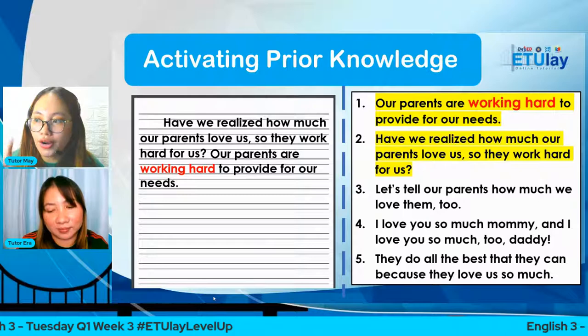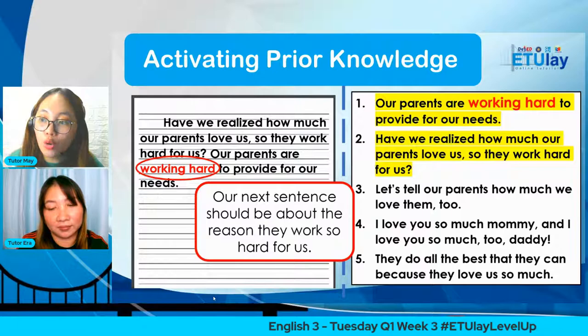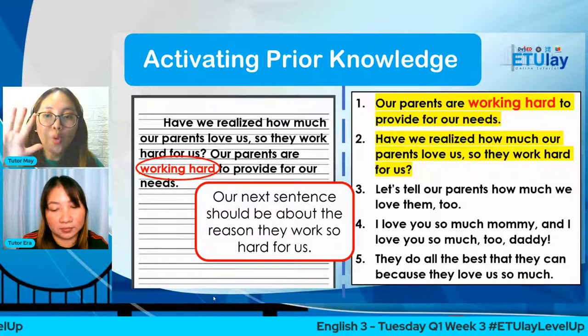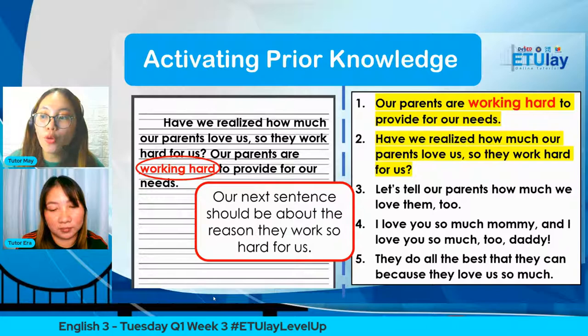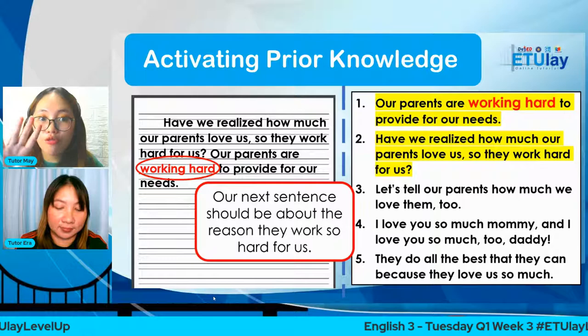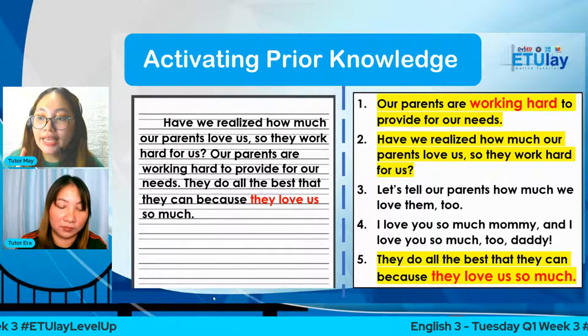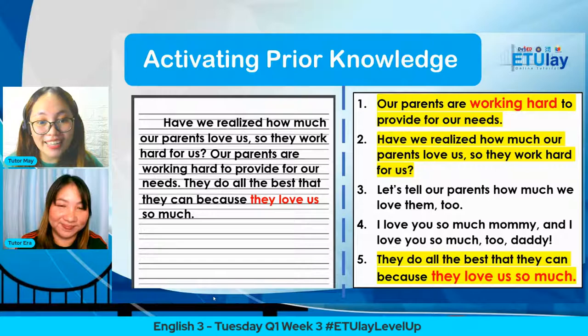Now, if that is our second sentence, the next sentence that we will be looking for will be about the reason they work hard for us. Why are they working hard? Is it on number 3, number 4, or number 5? Okay, which sentence in the list tells us how much or the reason why they are working hard for us? Is it 3, 4, or 5? Okay, maraming nagfa-5. Let's see if that is the answer. That is correct. Bakit daw? They do all the best that they can because they love us so much. Wow! Alam na ng learner paano gumawa ng paragraph.